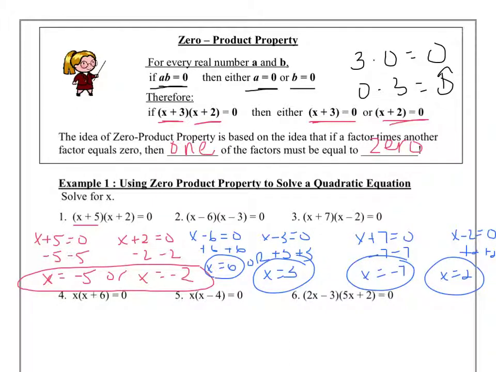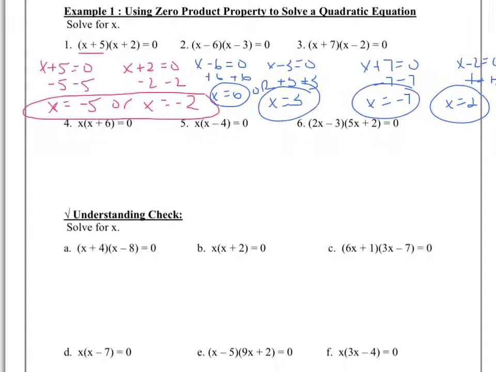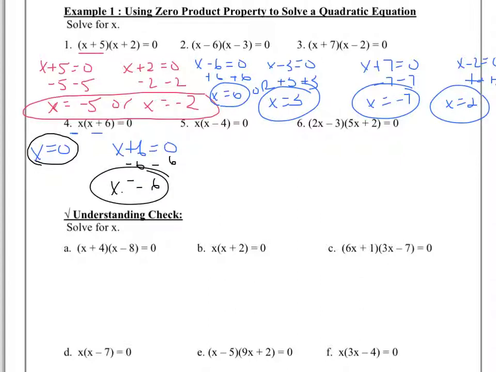Okay, the next one, number 4, is a little bit different because we just had x times x plus 6. So x is still the first term, it's just x equals 0, and the other one, x plus 6 equals 0. Okay, so here I already have x alone, so I'm done already. Then I need to subtract 6 on this side. Okay, so here x is 0 or -6. Okay, so what I'd like you to do in class is finish the rest of these, and then we will check it as a class.